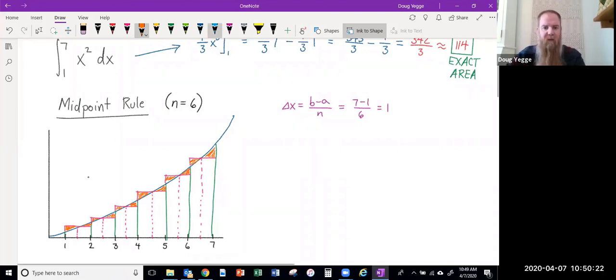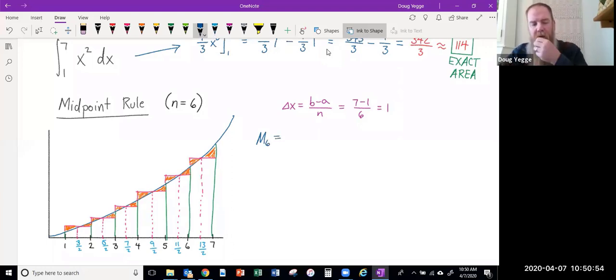So notice that each of these values is going to be using the height at 3/2, the height at 5/2, the height at 7/2, the height at 9/2, 11/2, and 13/2. Cool. And that's why the midpoint rule using 6 rectangles has a formula or a symbol we just call M6.